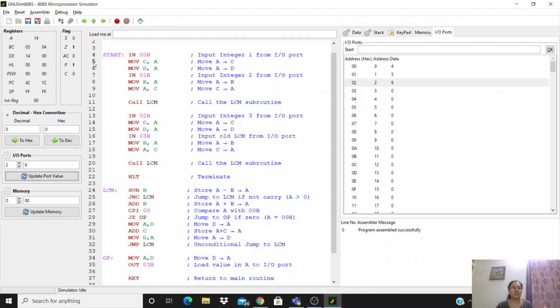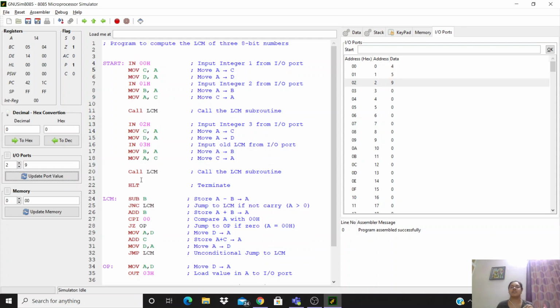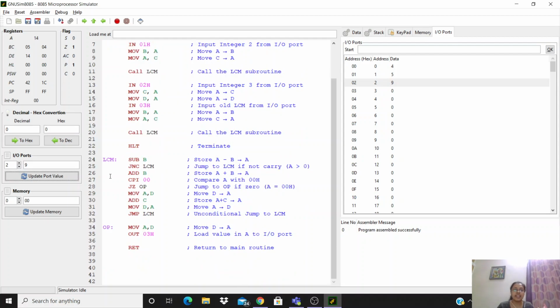So this is basically the GNU simulator, and this is the code that we just discussed along with the flowcharts to compute the LCM of three 8-bit numbers. The numbers that we'll be taking are 4, 5, and 9, as can be seen in the IO ports. And this is basically the input routine, the main routine in which we're calling the LCM and we're taking the inputs. And this is the LCM subroutine, which is similar to what we used in the 2-number example.